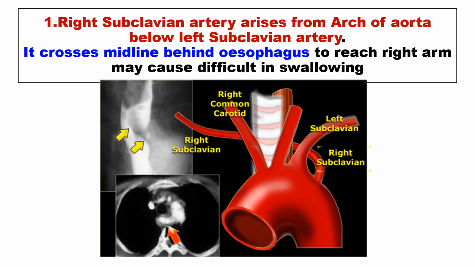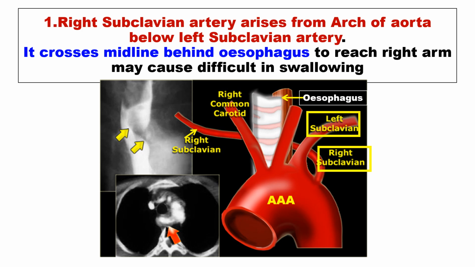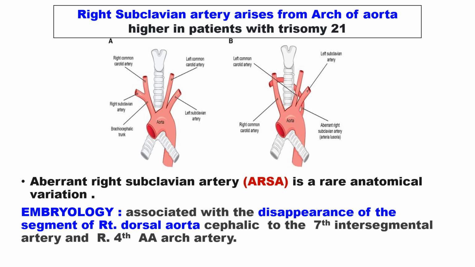Right subclavian artery arises from the arch of aorta below the left subclavian artery. It crosses behind the esophagus to reach the right arm and may cause difficulty in swallowing. The aberrant right subclavian artery is a rare anatomical variation.